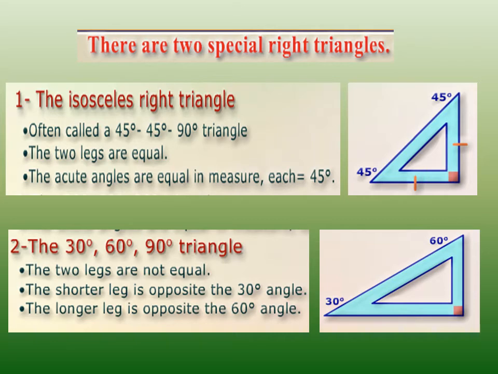Number 2, the 30 degree, 60 degree, 90 degrees triangle. The two legs are not equal. The shorter leg is opposite to 30 degree angle, and the longer leg is opposite the 60 degrees angle.